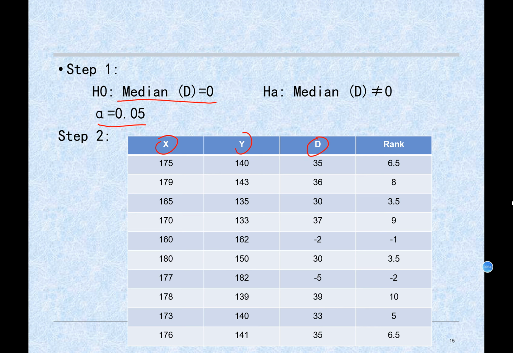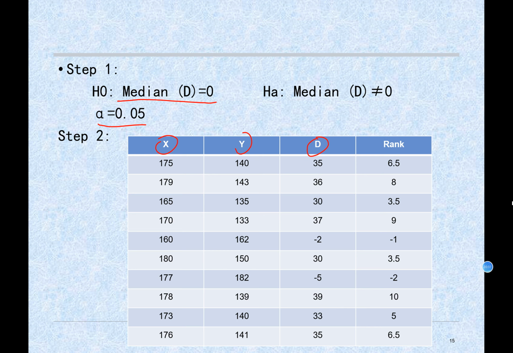And then arrange the n differences in order of magnitude, ignoring signs. Assign ranks to the absolute differences from smallest to largest. Assign ties the average of the ranks which would be assigned if the differences had not been tied. Disregard all zero differences, and then attach the signs of the original differences to the ranks.